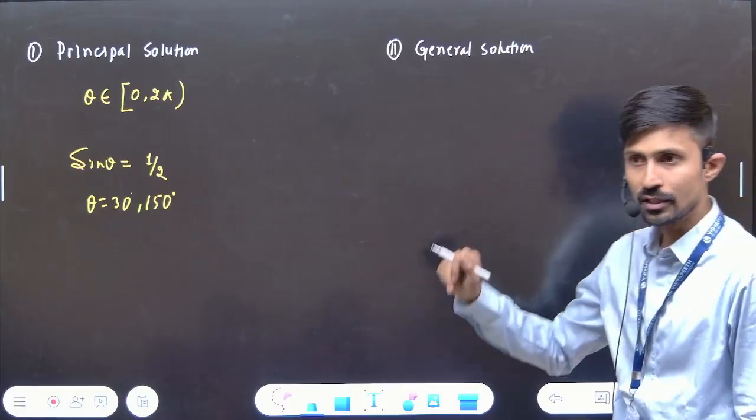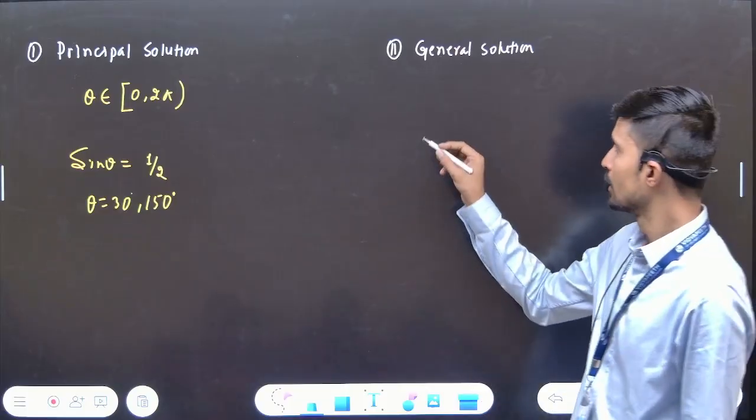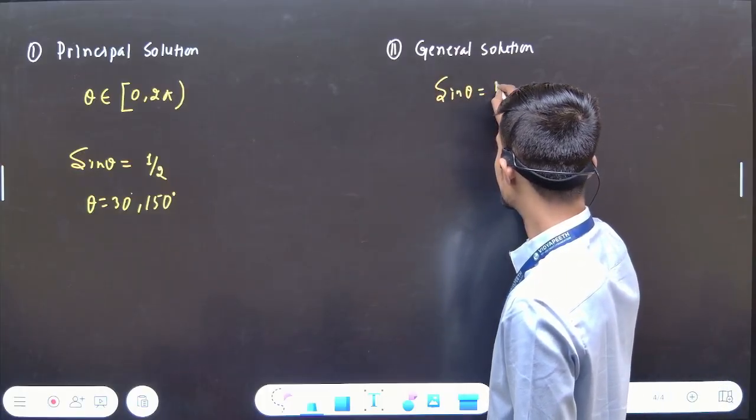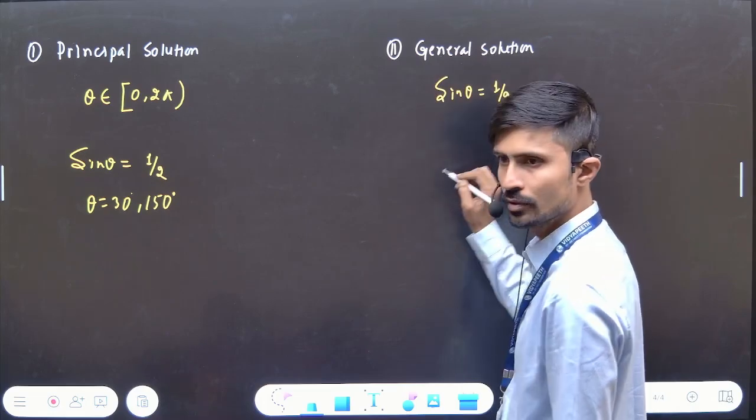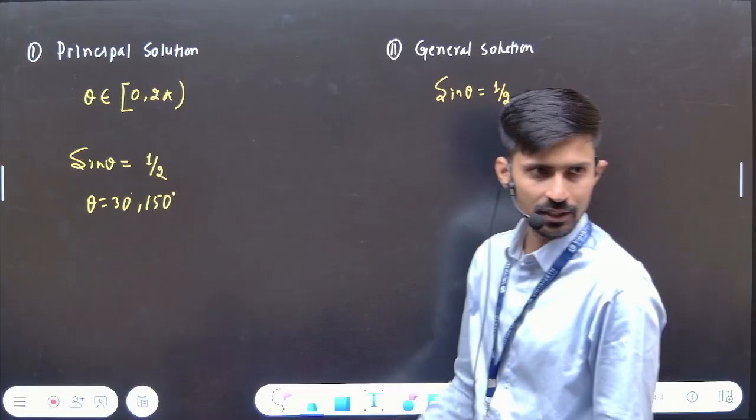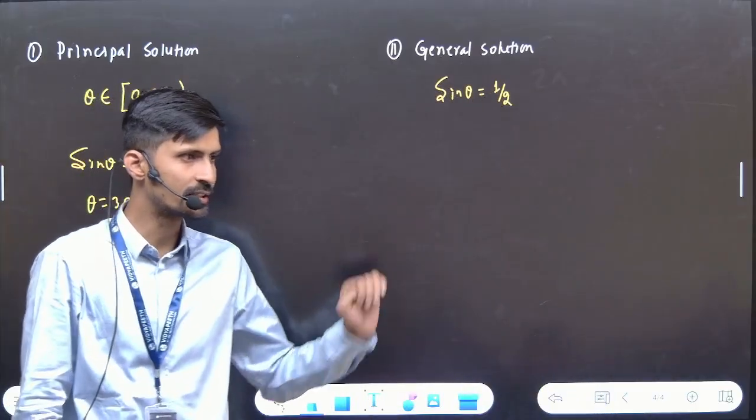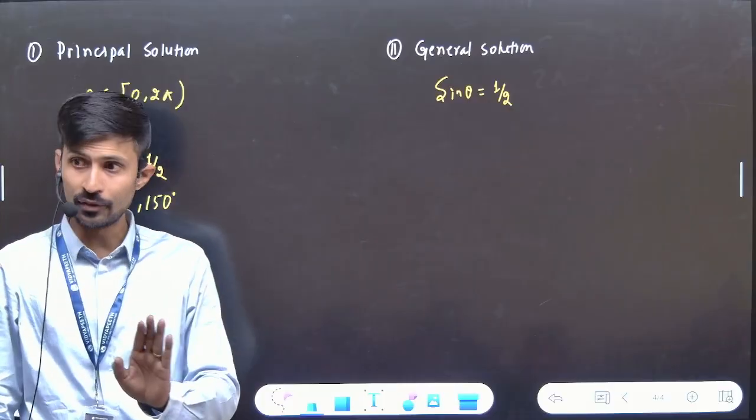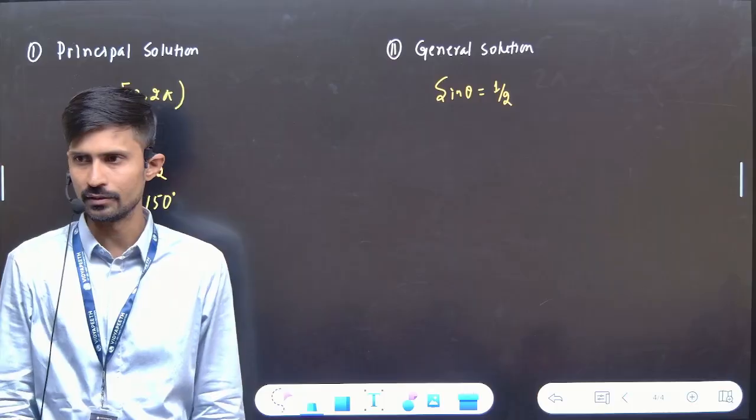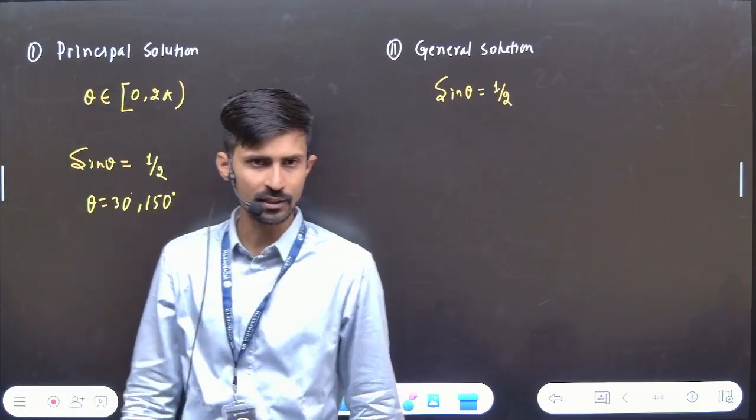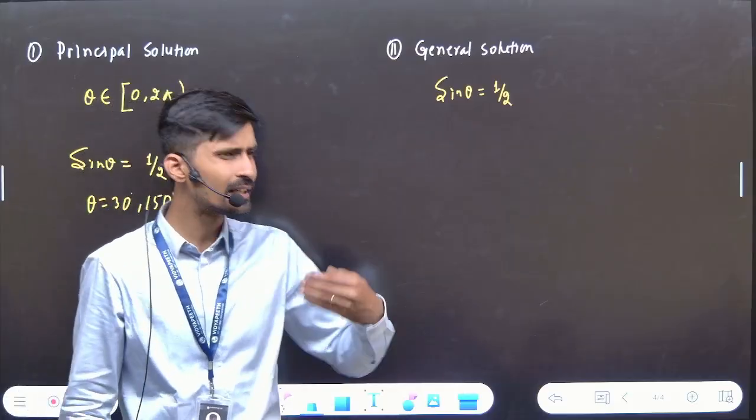General solution. General solution means, if I am writing here sine theta is equal to 1 by 2, how many angles will satisfy this equation? Infinite angles will satisfy this equation. In the principal solution, only two angles will satisfy this. General means I am asking generally.